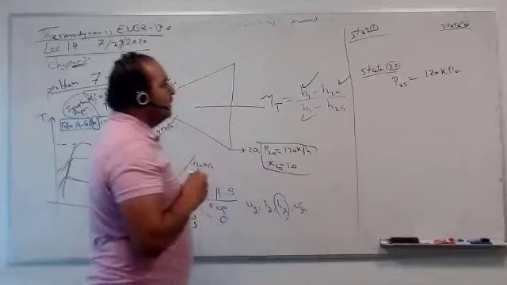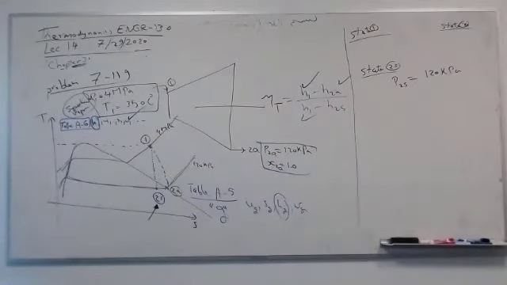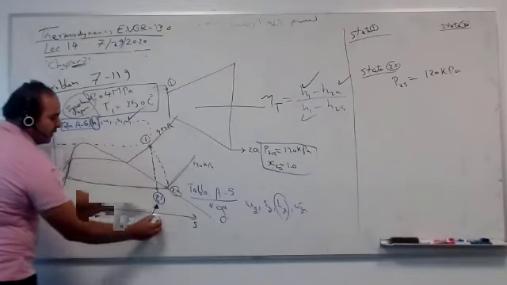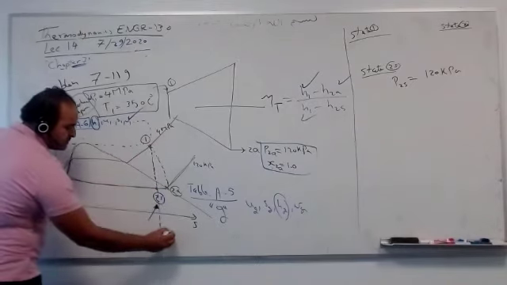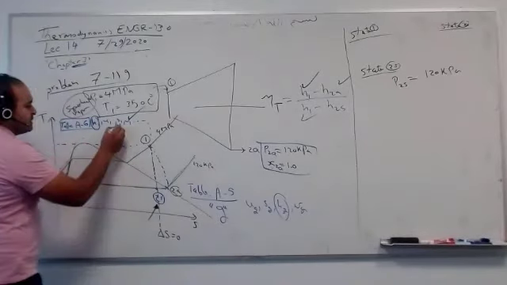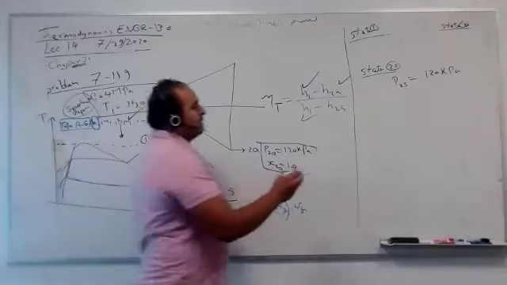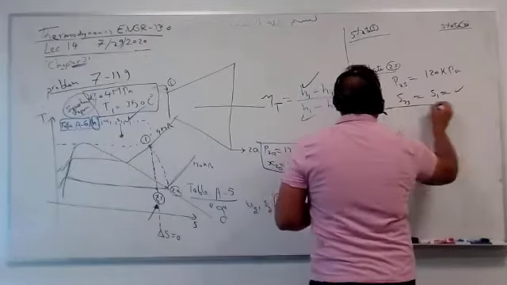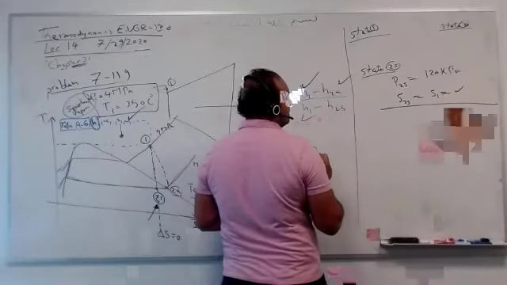Still one unknown. We need two independent intensive properties. What is the other one, guys? Can somebody tell me what is the other one? What else do I know about state 2S? So I can get from here S1, give it to S2S. So S2S equals S1. So I have two things about state 2S.